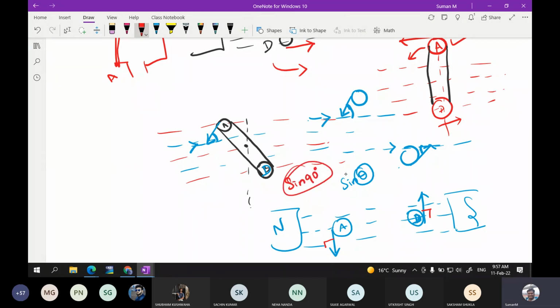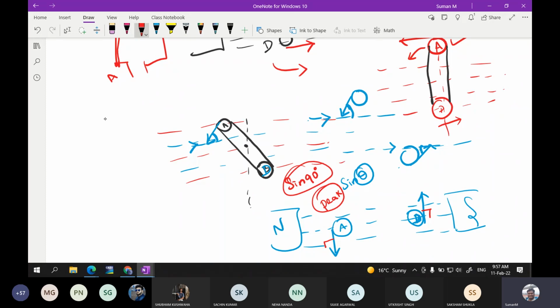So the point is that here, when the conductor velocity is 90 degrees with respect to the magnetic field, the EMF induced will be the peak value. You will get the peak value when the conductor velocity is 90 degrees with respect to the magnetic flux or magnetic field. Okay, so that is what we are going to see.